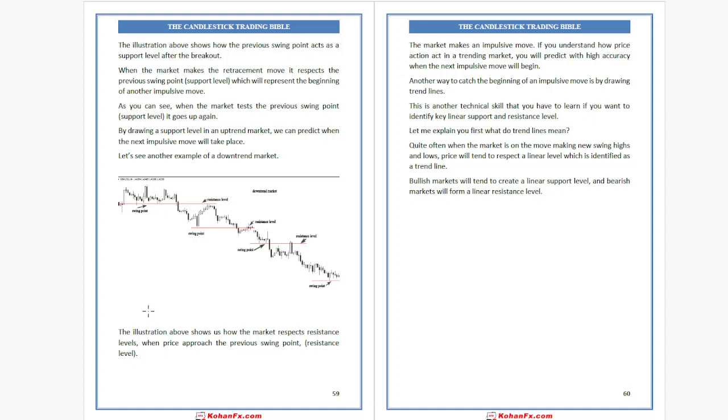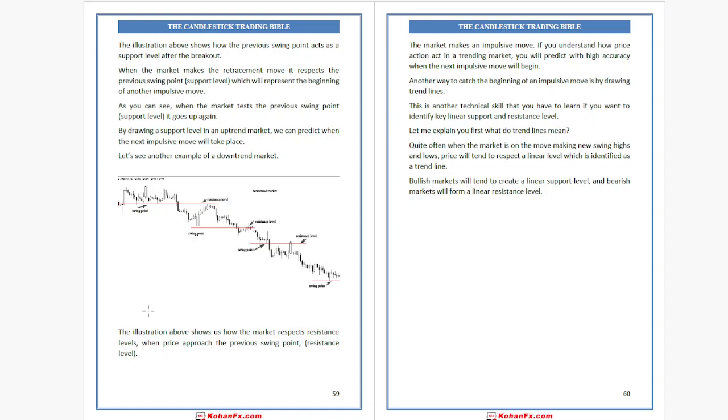Another way to catch the beginning of an impulsive move is by drawing trend lines. This is another technical skill that you have to learn if you want to identify key linear support and resistance levels. Let me explain first: what does trend line mean? Quite often when the market is on the move, making new swing highs and lows, price will tend to respect a linear level, which is identified as a trend line.